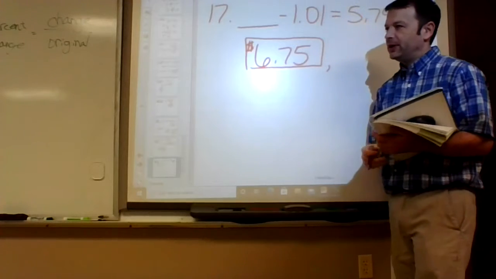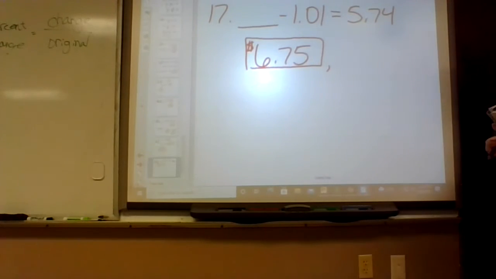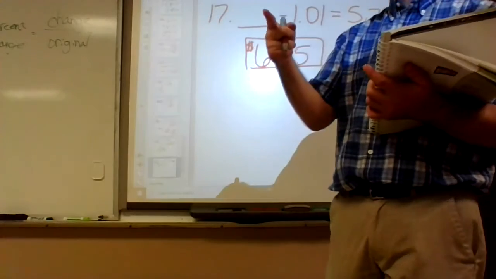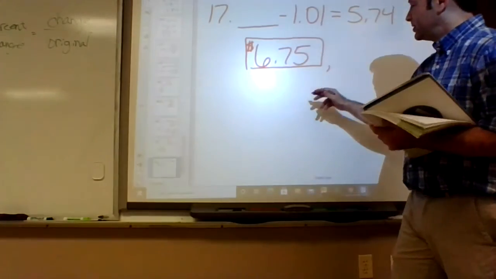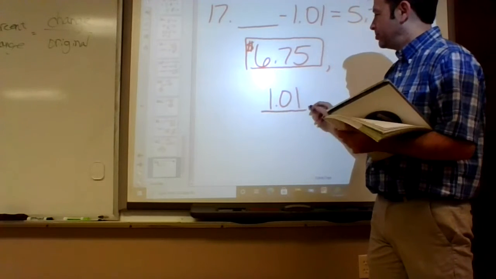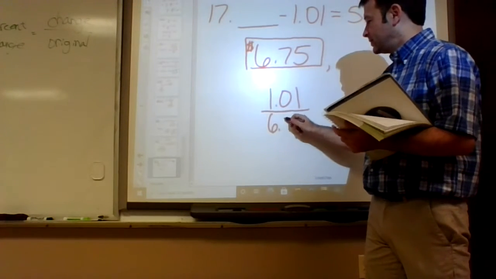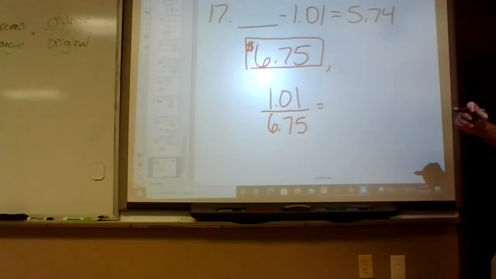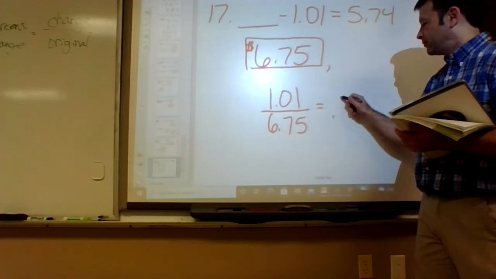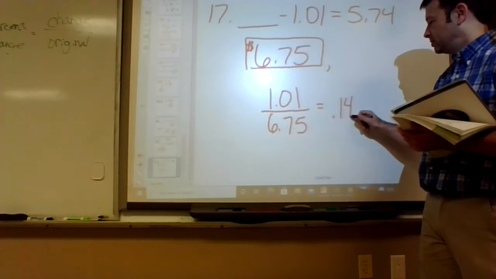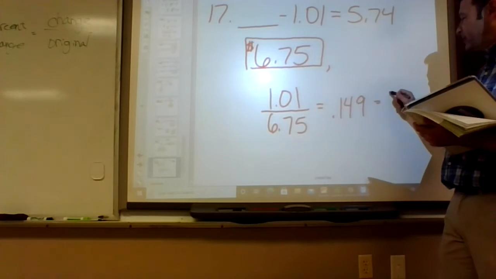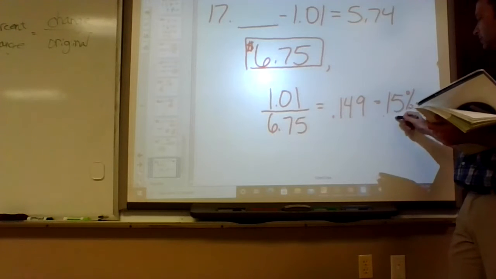And then how do we find what percent it dropped? The change divided by the original. Or you could think of it as C divided by A equals B. The change was $1.01. The original was $6.75. We're supposed to round this to the nearest percent also. 0.149. So that's about 15%.